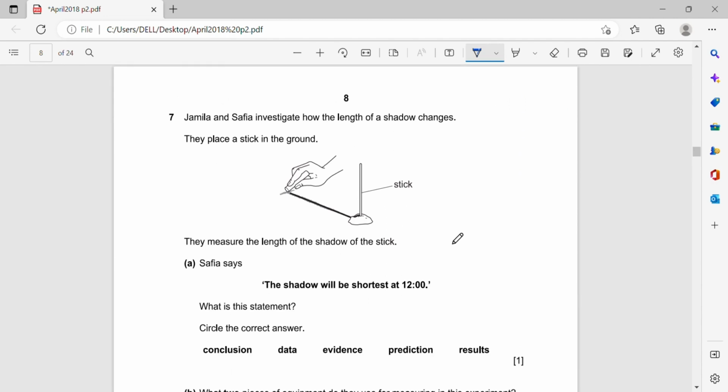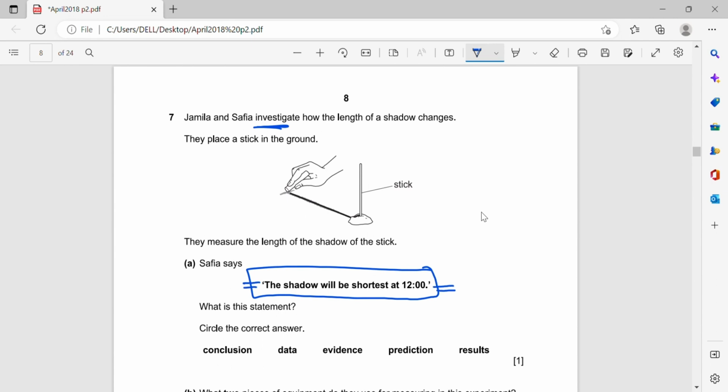Next question. Jamila and Safia investigate how the length of a shadow changes. They place a stick in the ground. So there is an investigation here. They measure the length of the shadow of the stick. Safia says the shadow will be shortest at 12. So at the beginning of the investigation, Safia said that.